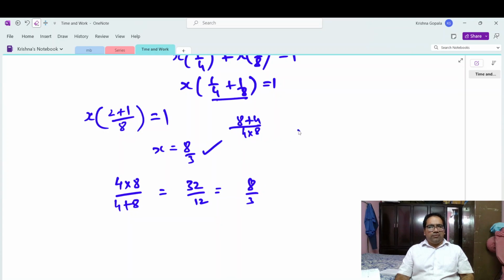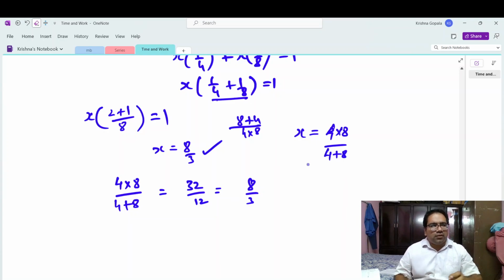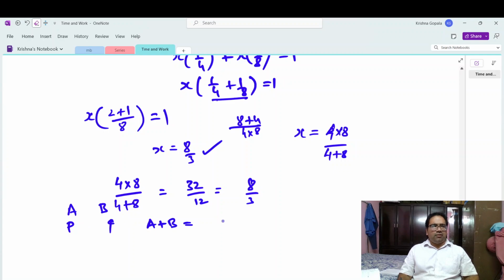So if you want to calculate X, which is the number of days they take together, take the number of days that A and B are independently taking: 4 into 8 by 4 plus 8. If A is taking P days and B is taking Q days, that means A plus B together will take PQ by P plus Q. You can directly use this formula.